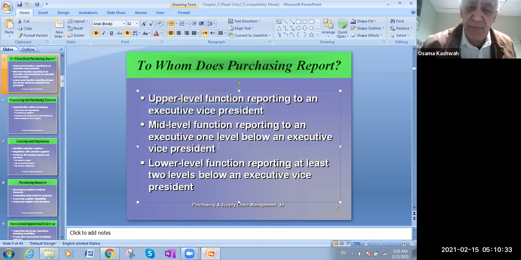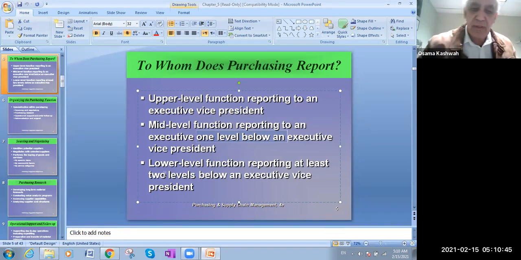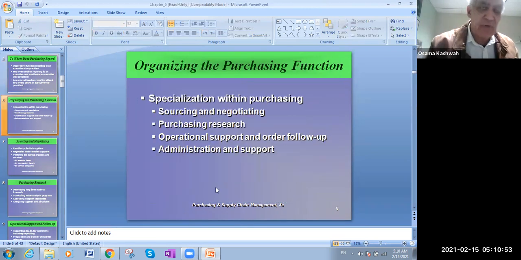Mid-level functions report to an executive one level below. So it goes from the lower to the higher. I'm doing the report from the lower to the higher. Lower-level functions report at least two levels below. So we have three, but the main idea of all of them is that the lower levels report to the higher levels, not the opposite.